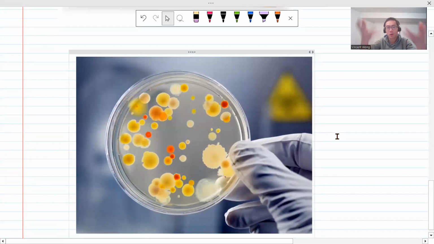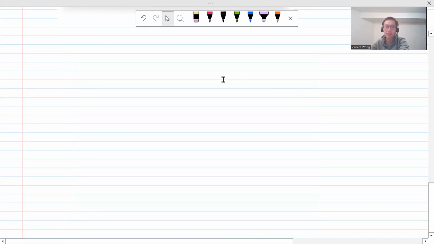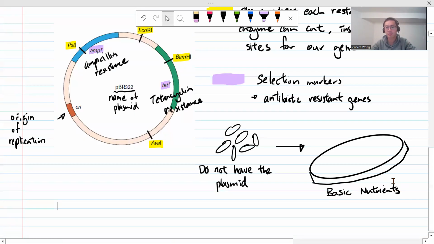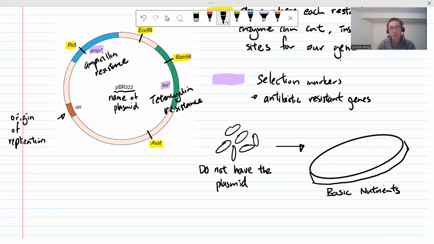There. So they grow, right? That's like bacteria growing. For them to grow, we need to give them nutrients and stuff, right? So this is just a plate with basic nutrients. And these are bacteria that have not accepted the plasmid, and then I'm just gonna put them in here. Do you think they're gonna grow, or not grow? Grow or not grow?